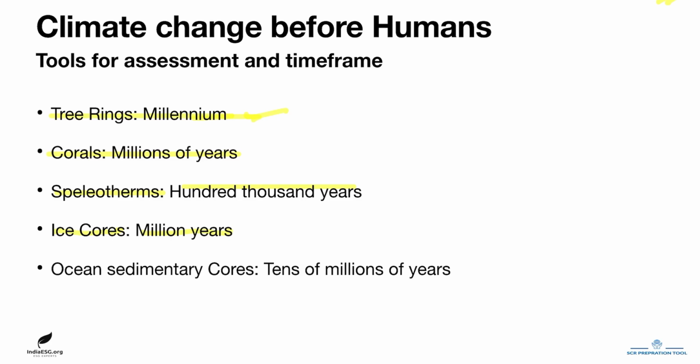Then the last source of information is ocean sedimentary cores. So this gives information for tens of millions of years. Scientists generally analyze the composition of mud which is at the bottom of the ocean and get information for tens of millions of years. So as per this slide, there can be questions which can be asked related to the different time frames to which different sources of information relate.